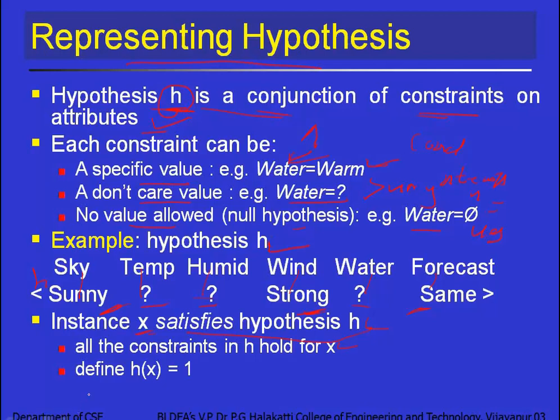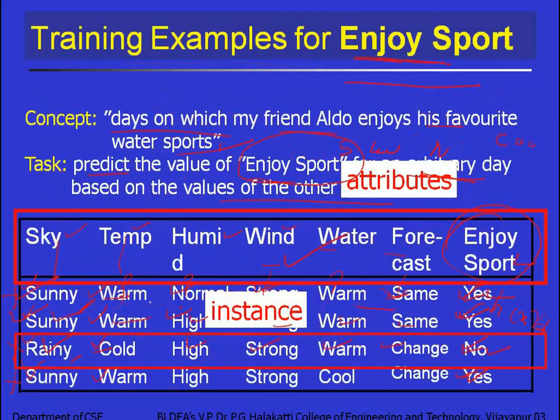Okay, I hope you understand what a hypothesis is. A hypothesis is a rule, or a conjunction of constraints on the attributes. It is just like a rule in order to find whether that particular instance satisfies or not. If it satisfies, then you will say that it is equal to 1, otherwise it is equal to 0. As per the previous data set, 2 instances satisfy the hypothesis, and the remaining 2 do not.